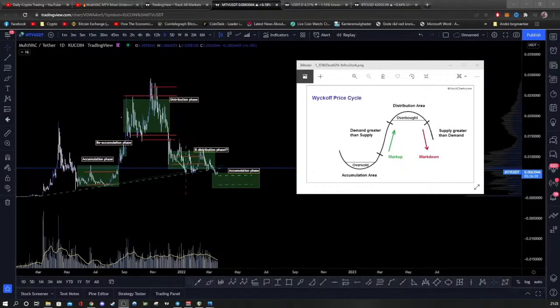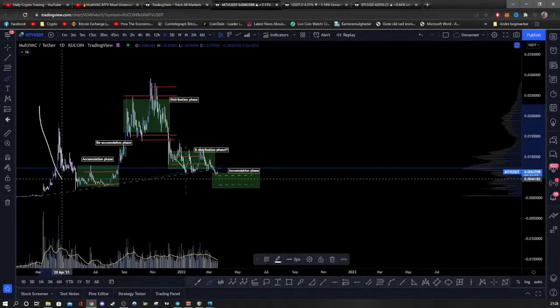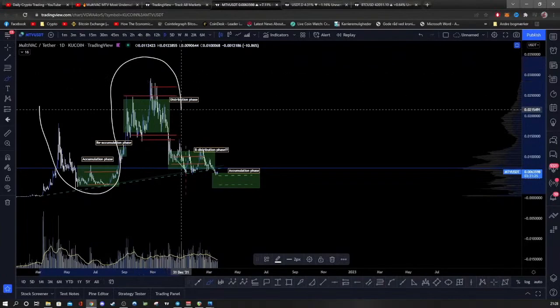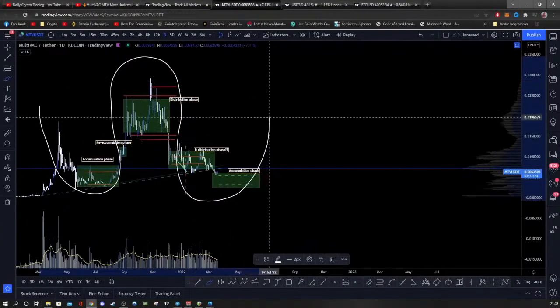If you've subscribed to my channel and saw my last video on MultiVAC, you know what the Wyckoff price cycle schematic is, because I've been explaining it religiously. It's really a great, easy, accessible tool to use, and it will help your trading tremendously. So if you're new to my channel, let me explain, guys. Let me just make a drawing like this. Not the prettiest one, but you'll get the point, I hope.